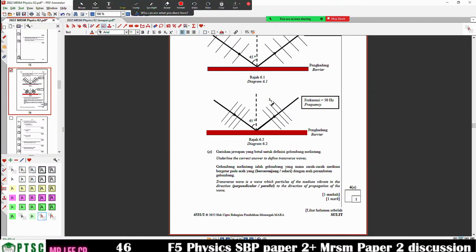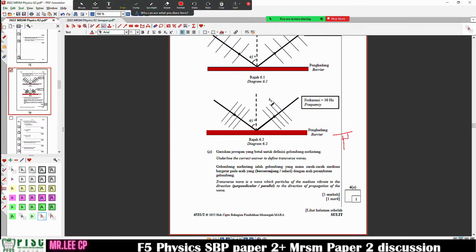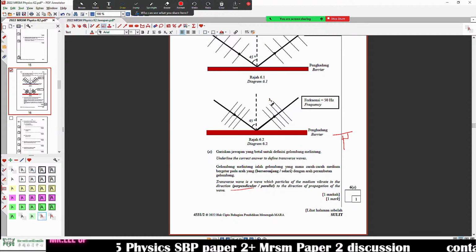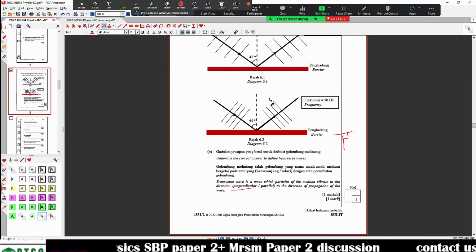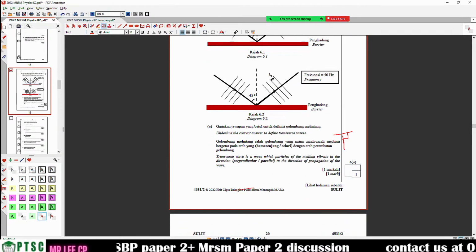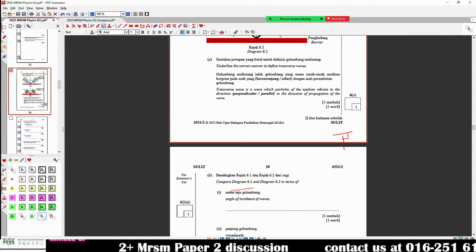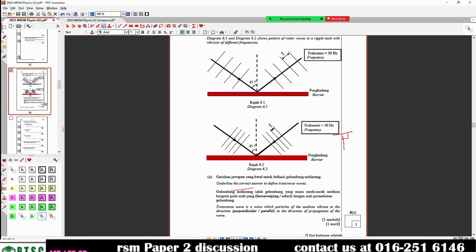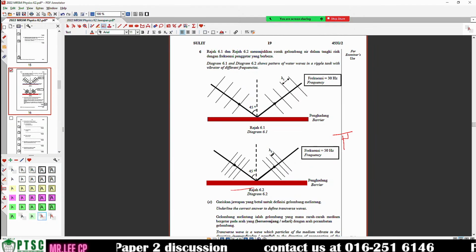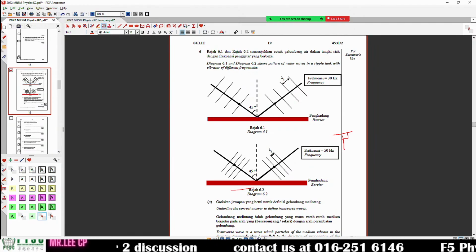Transverse, I told you how to memorize transverse. You have to see you got one perpendicular. Other, I don't care. Just perpendicular, transverse. Longitudinal, parallel. Compare 6.1 and 6.2. Compare. See properly. 6.1 and 6.2. Compare the incident angle. 45.